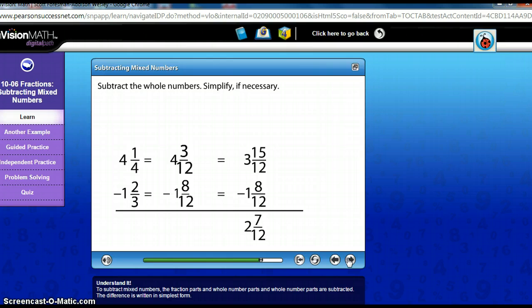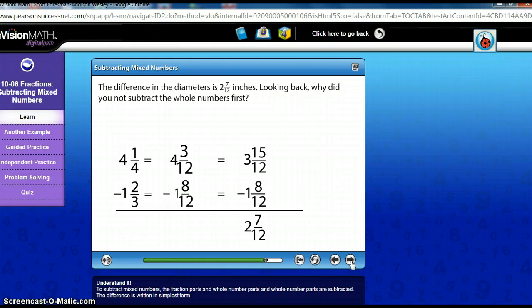Is simplifying necessary here, Cayenne? Why? There's not a common factor in 7 and 12. There's no number that 7 is divisible by that 12 is also divisible by. So it's in simplest form. The difference in the diameters is 2 and 7/12 inches.